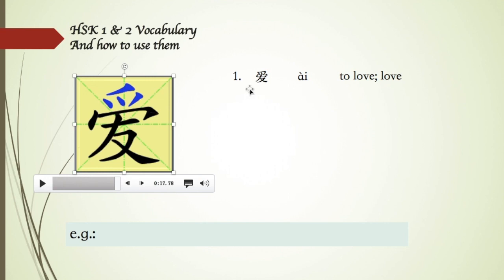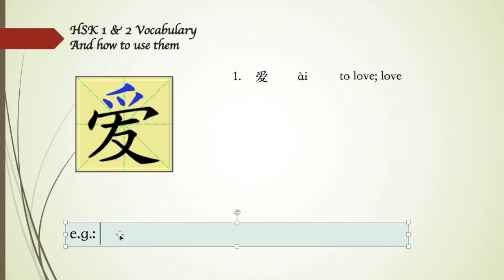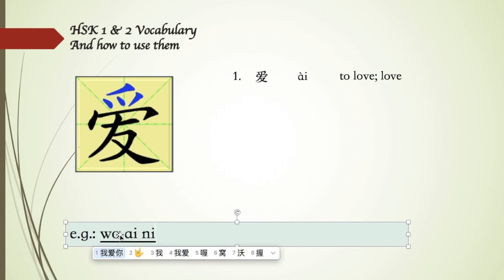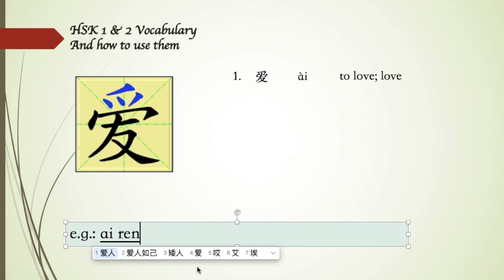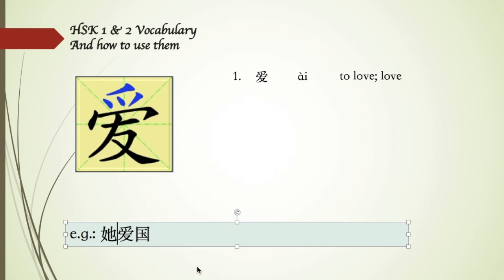Anyway, so when 爱 is used as a verb, it can be pretty much used as what you do in English, such as 我爱你 or 我爱中国, I love China. There are a few words that 爱 is involved. For example, 爱人, I love person, that is your spouse. And then 爱国 literally means love country. That means patriotic. For example, 他很爱国, he is very patriotic.